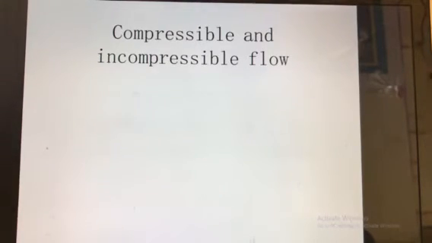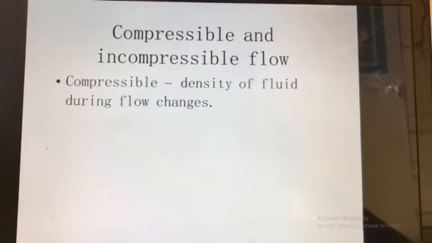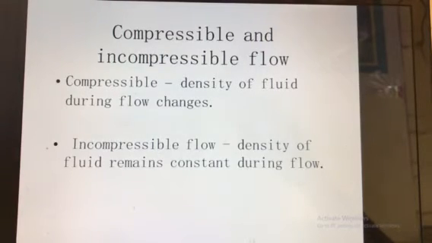Sorry, in the first case, density changes with respect to point, which means density is not constant. But in the second case, density does not change in the entire flow, so we can say that this flow is incompressible flow. So compressible flow is where the density of the fluid changes during the flow. The second one is incompressible flow, where the density of the fluid remains constant during the flow.